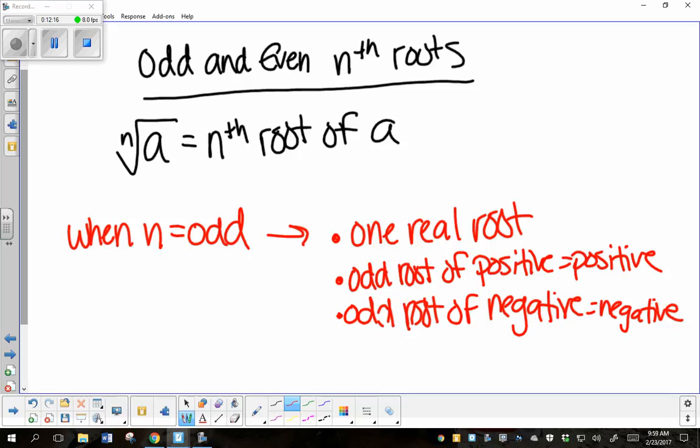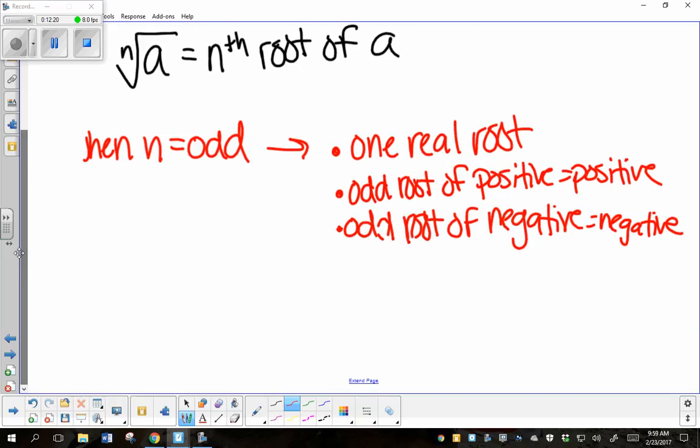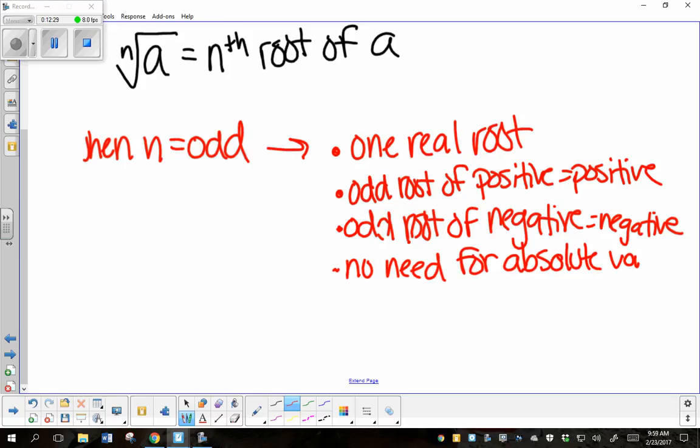And then the last thing we want to write about if you're taking an odd root is that there is no need for the absolute value sign. Because it could be positive or negative. It doesn't have to be positive in there. So if you're doing an odd root, you don't need the absolute value sign.